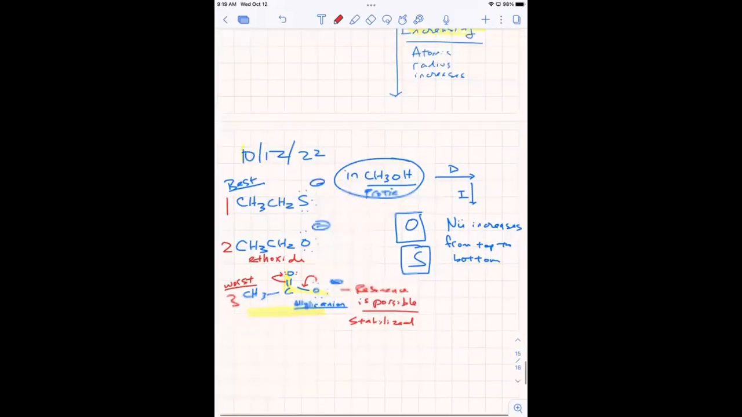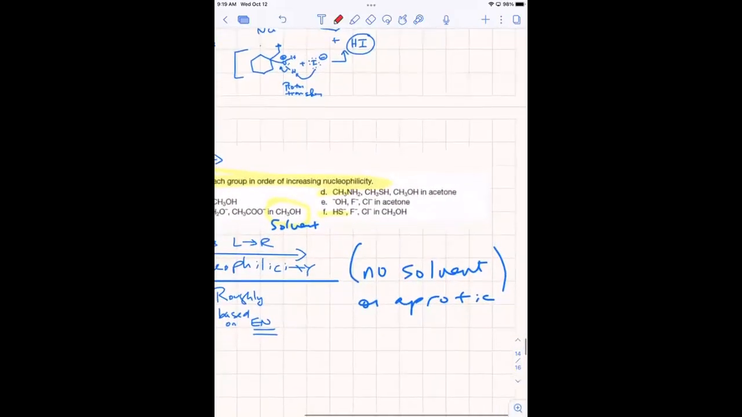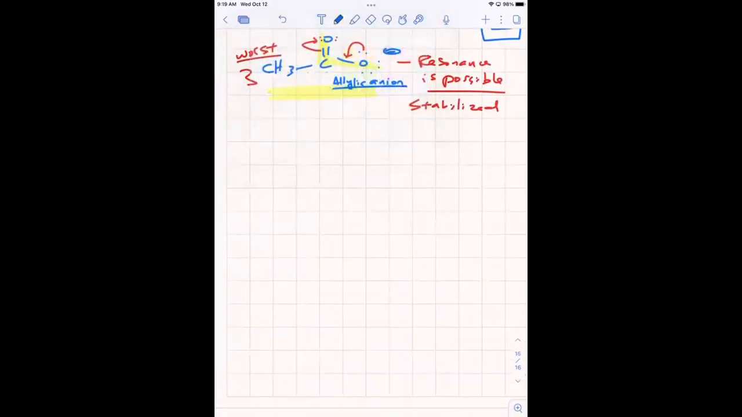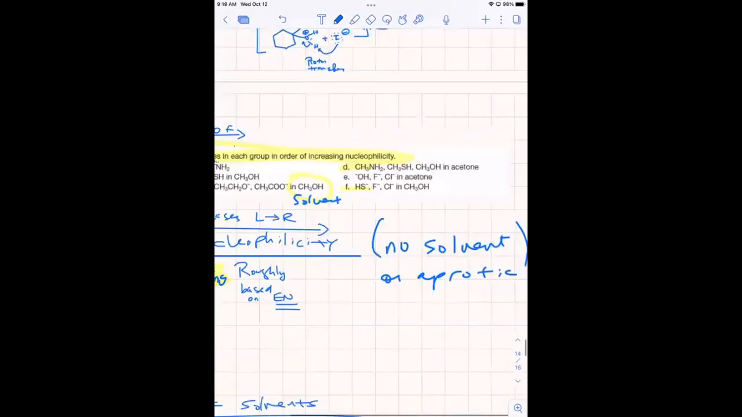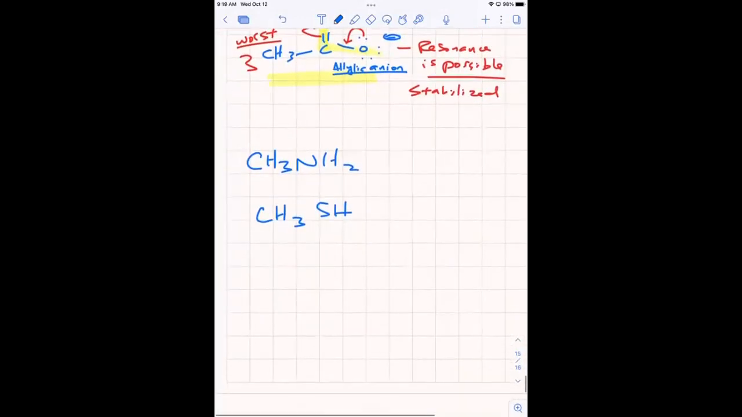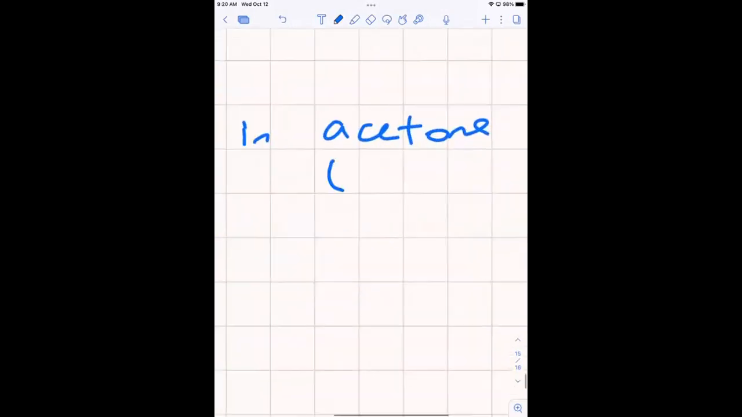All right, let's do D. It's in acetone, so we're going to do that real quick. There's CH3NH2, CH3SH, and CH3OH. And acetone. What type of solvent is acetone? Is it protic or aprotic? That's aprotic. Good. That's the key to answering this question.